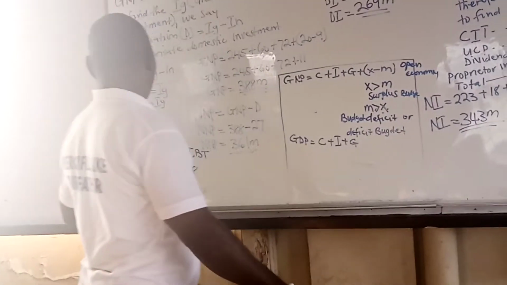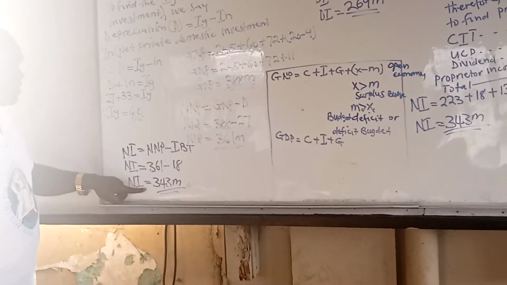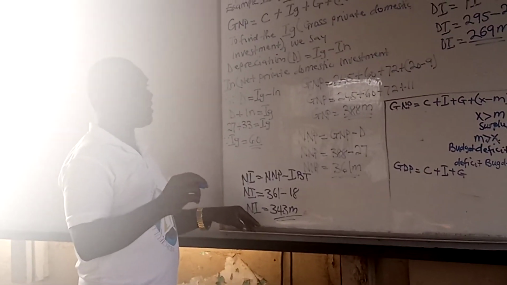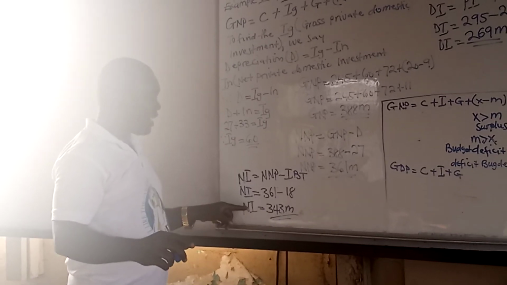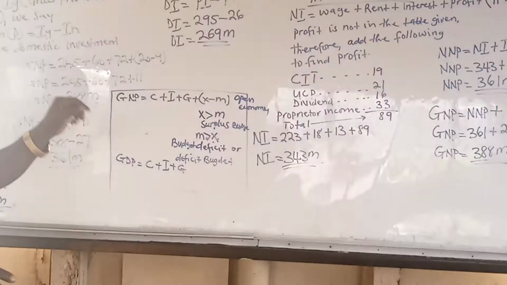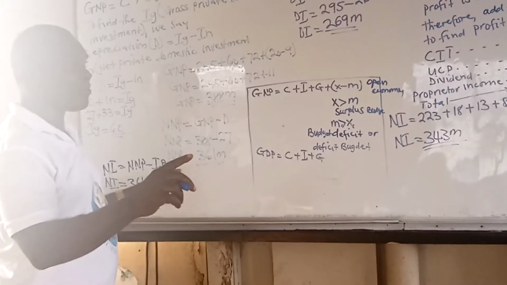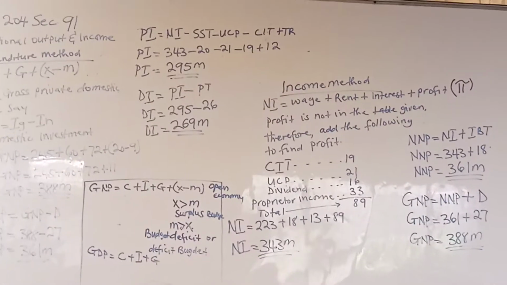If you come to the income method, the NR is the same, 343 million. So when you are calculating, you make sure that these items should correspond: NR, NNP, and GNP. They should correspond. If any of these figures are not corresponding, then your calculation is wrong.